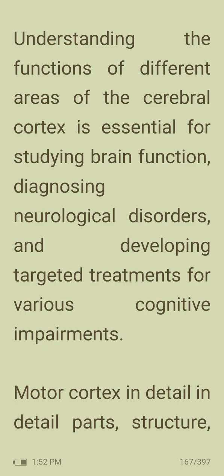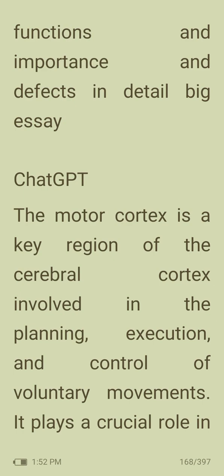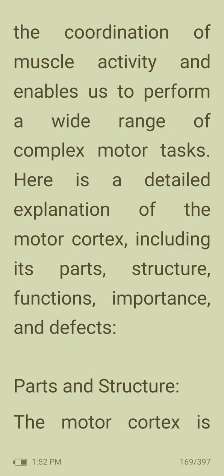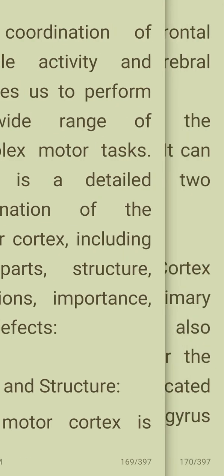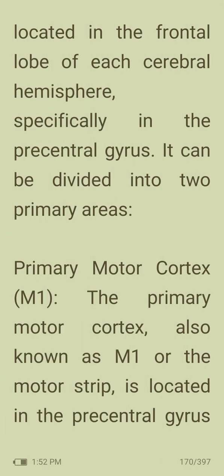Then, motor cortex. The motor cortex is a key region of the cerebral cortex involved in the planning, execution, and control of voluntary movements. It plays a crucial role in the coordination of muscle activity and enables us to perform a wide range of complex motor tasks. The motor cortex is located in the frontal lobe of each cerebral hemisphere, specifically in the precentral gyrus. It can be divided into two primary areas.